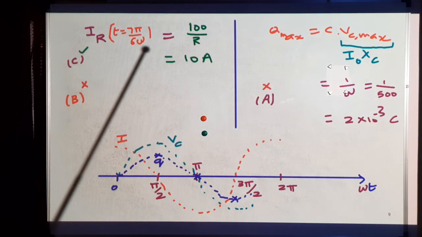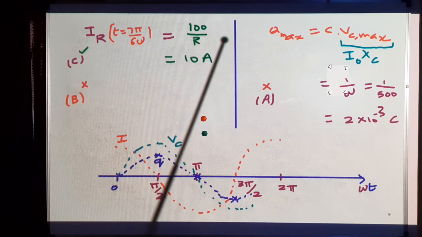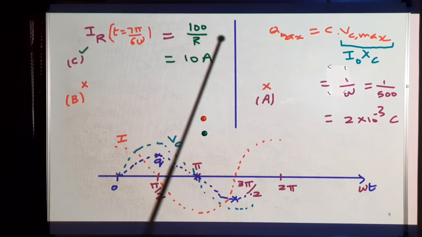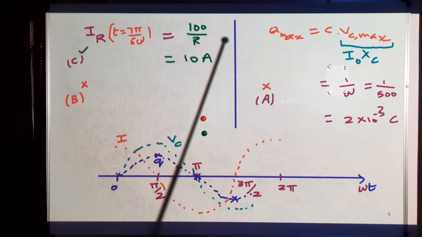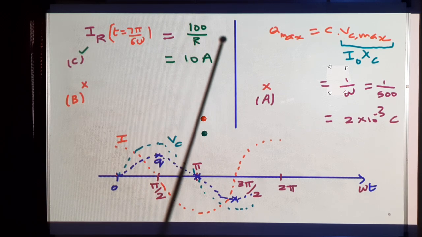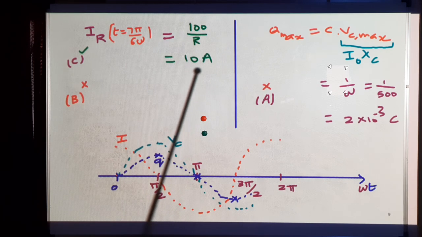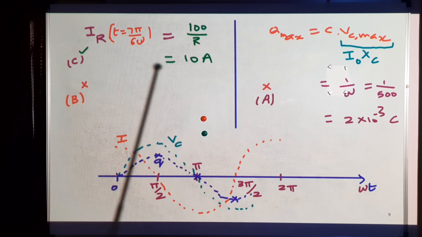The current when the switch is thrown is the initial voltage, the entire voltage in the circuit, that is 50 in the capacitor and 50 in the battery source, 100, divided by the resistance value. The capacitor will act as a short circuit as soon as the switch is thrown. That is the property of the capacitor. So that corresponds to 10 amps. So option C is true.